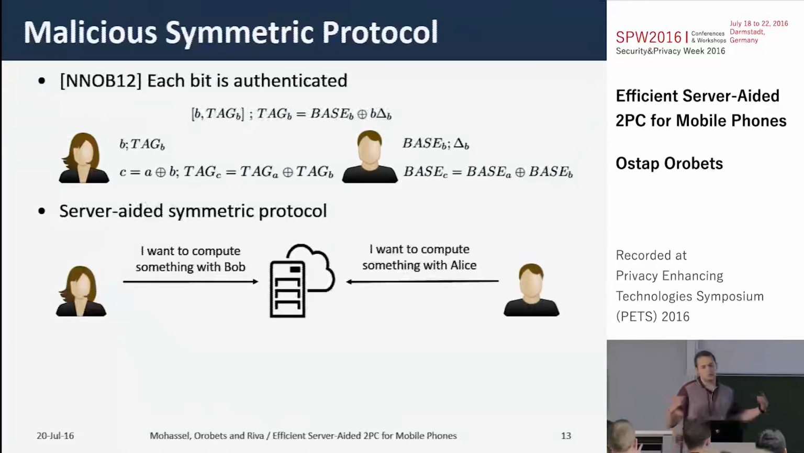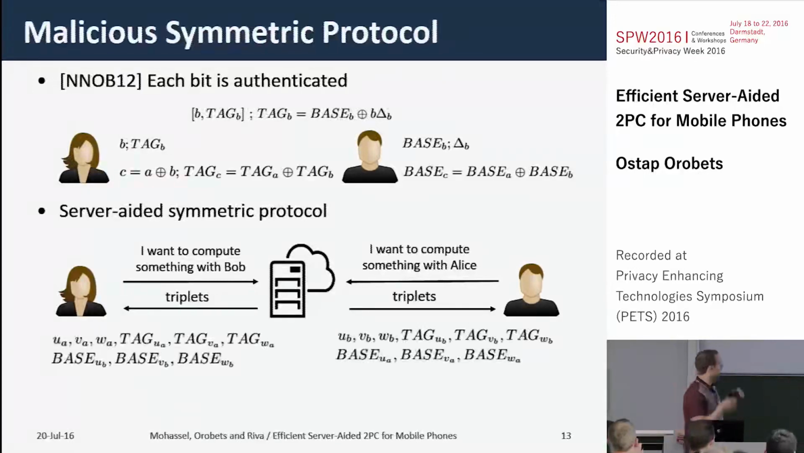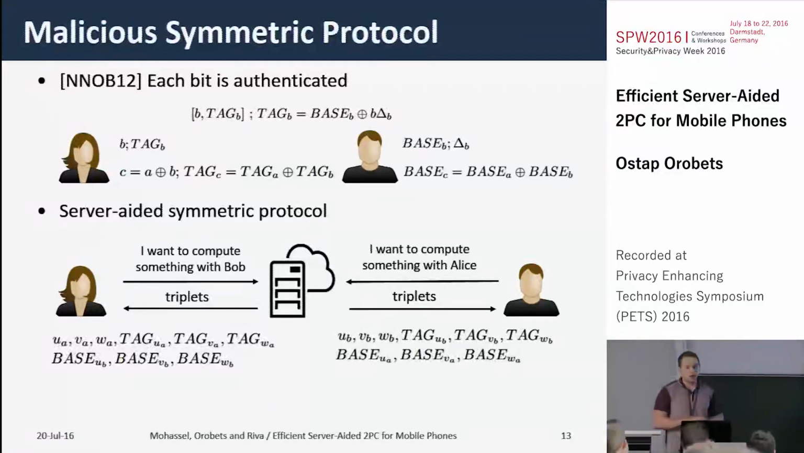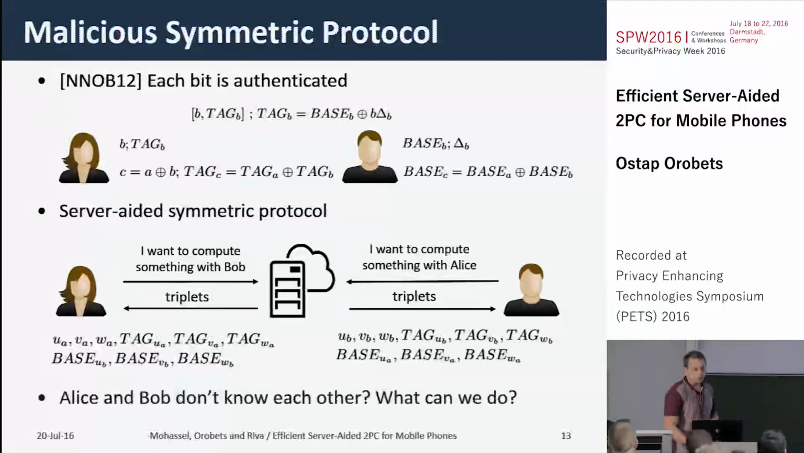So basically, at this point, Alice and Bob come together. Alice says, I know Bob, and Bob says, I know Alice, and we want to do computation, and we need that many triplets. And this server, besides those 3 bits, generates a tag on them and generates bases on the opposite party's bits. But the problem is, what if Alice and Bob do not know each other in advance? What do we do about it?